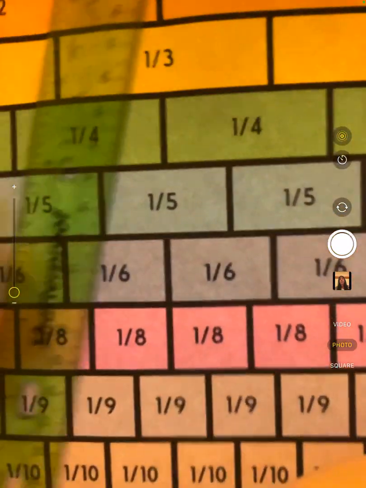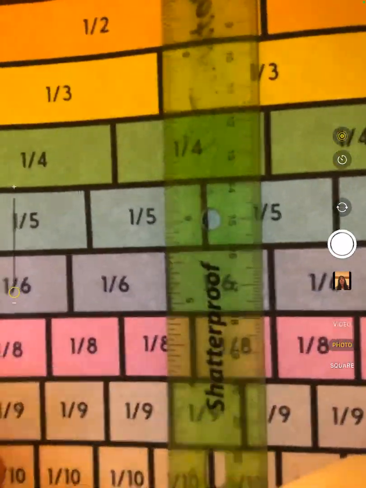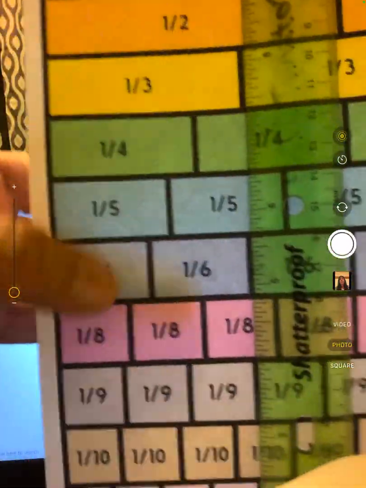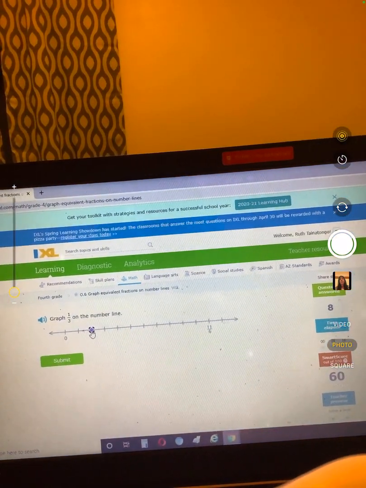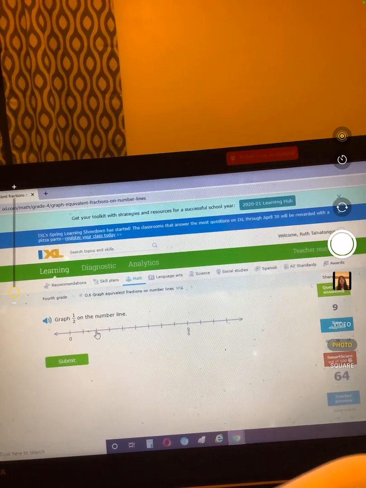1/3 on the line, we're looking at 6ths. It tells us 11/6, so this would be 1/6, 2/6, 3, 4, 5 sixths. That's 1. 1 and 1/6, 1 and 2/6, 1 and 3/6, 1 and 4/6, 1 and 5/6, which would be 11/6. So 1/3 to 6ths. How many sixths is that? 1, 2. So we would go to 2/6, and that's all there is to this.